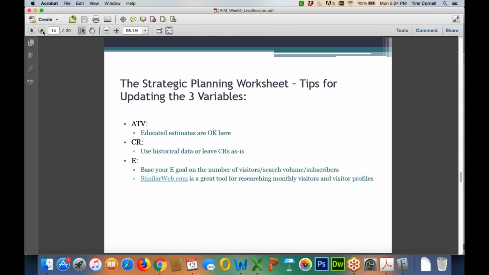With the conversion rates, if you have access to historical data, you can adjust conversion rates or you can leave them as is. And then, of course, your exposure goal, you can base it on the number of visitors, search volume, or subscribers. And then, of course, SimilarWeb is a great tool for researching monthly visitors and visitor profiles.